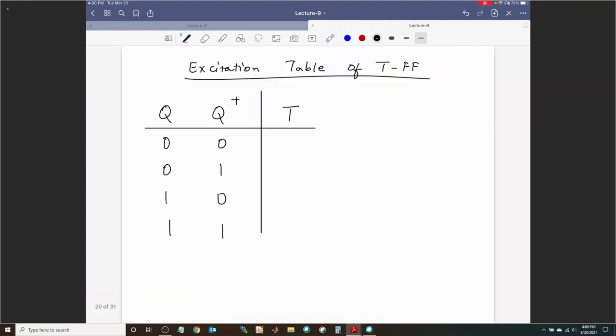What would be the excitation table of a T flip-flop? Old output 0, new output 0. What should I give at T? 0 1 1 0. All right. So don't toggle, please toggle, please toggle, don't toggle, right? So that's your excitation table of your T flip-flop.